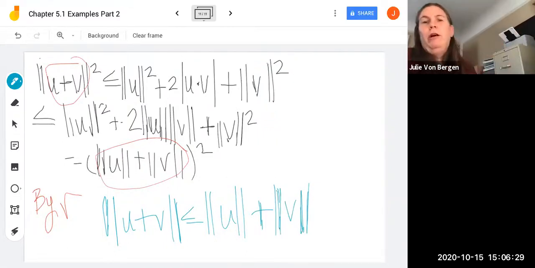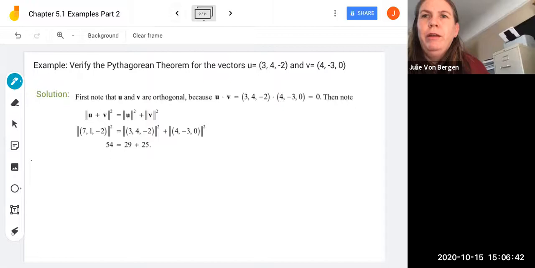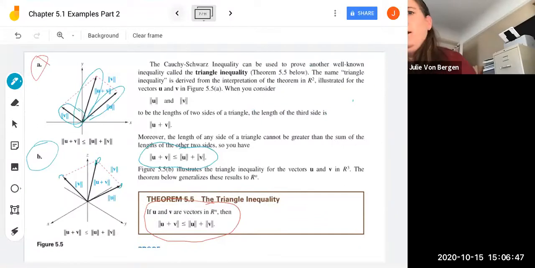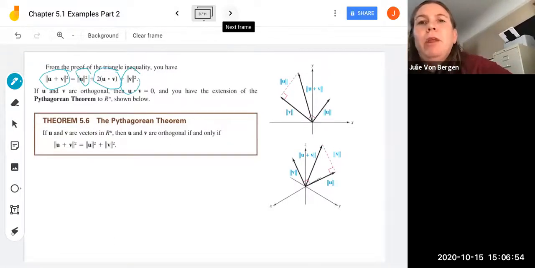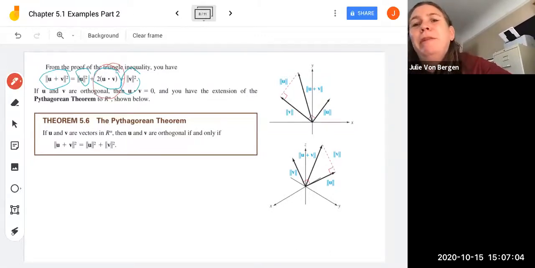Okay, so again, we were allowed to square root because we knew both those quantities I circled in red were going to be non-negative. So that was our proof of the triangle inequality here that I have circled in red back in theorem 5.5. And so from that proof, we had this middle relationship here that I've got in blue. So if u and v are orthogonal, a right angle, well, then that middle term right here, u dot v, is going to be a 0, and that's just the Pythagorean theorem.